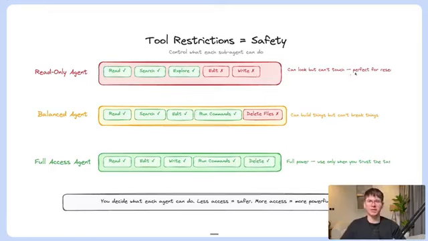It can look, but can't touch. It's perfect for research that you have to do without it actually doing something on your documents or changing anything in your computer. Then we have the balance agent. It can read, search. It can also edit and run commands, but it cannot delete files, right? It can build things, but can't break things.